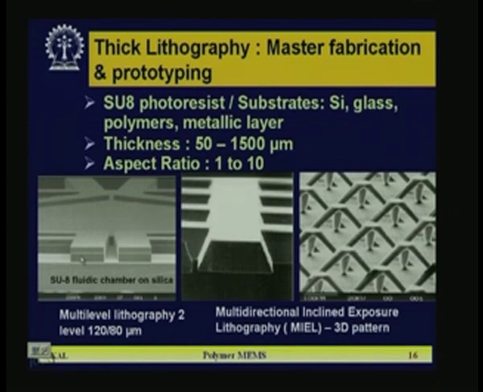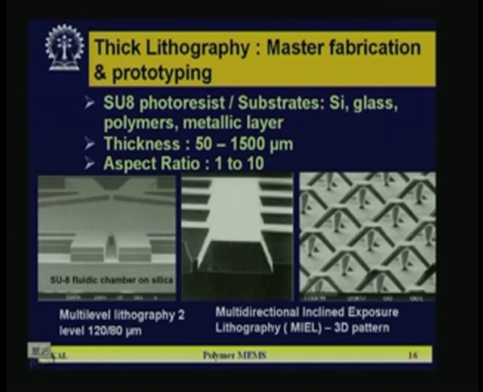First part you define the pattern bottom, which is 120 micrometer thickness, and on top of it another lithography follows where 80 micron structure is made using SU8 photoresist, not normal photoresist which is used for VLSI technology. And in the right side you can see here some other devices with a multi-directional inclined exposure lithography, which is known as MIEL, to get the 3D pattern. So you can see here some of the structures are bent, with some angle it has been patterned. That is possible with the help of the MIEL technique, which is multi-directional inclined exposure lithography.